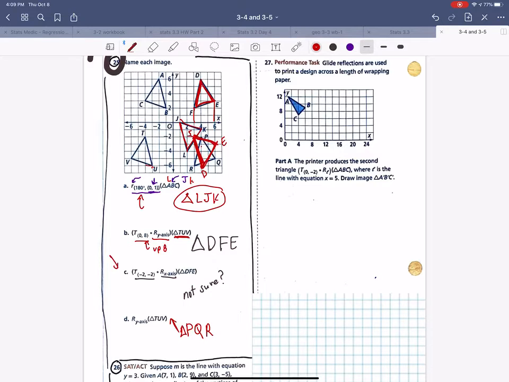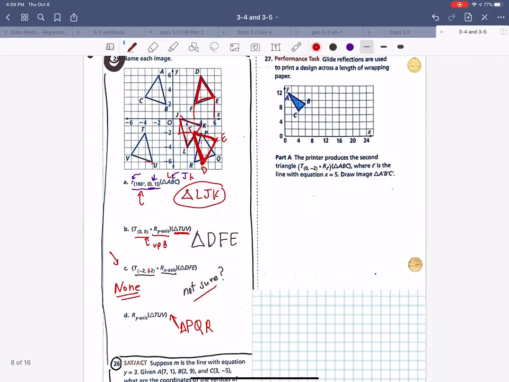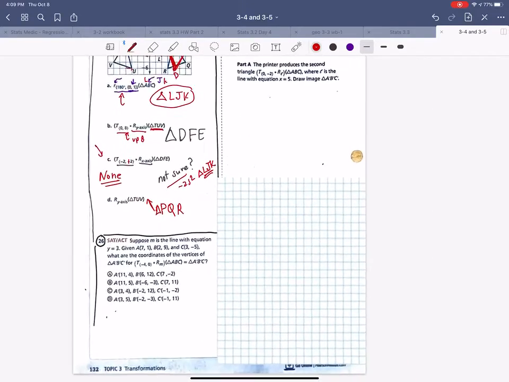It needs to go back to, but up to. So if I fixed this, it would map onto, so right here I'm going to say none. It doesn't map onto anyone as written, but if it was -2 plus 2, it would map on top of triangle LJK. Okay? Now let's take a look at 26.